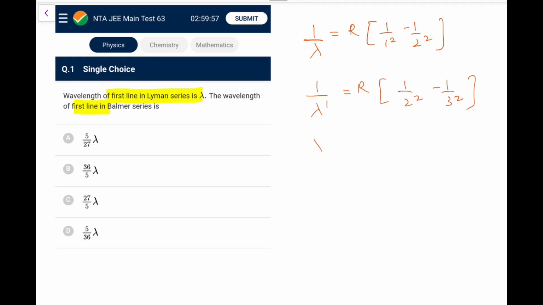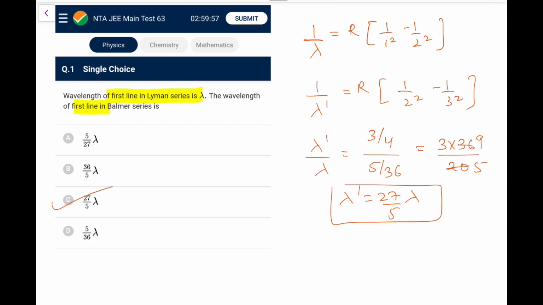So taking the ratio, lambda dash by lambda, above we will get 3 by 4, here we are going to get 5 by 36. So 3 into 36 upon 5 into 4, that is 27 by 5. So I can directly say lambda dash is 27 by 5 times lambda. So going for option C is the most appropriate one.